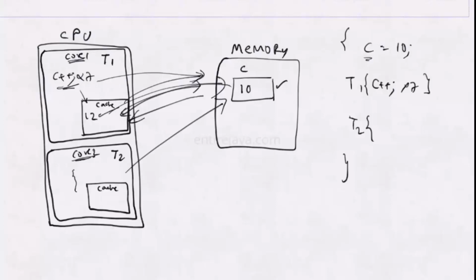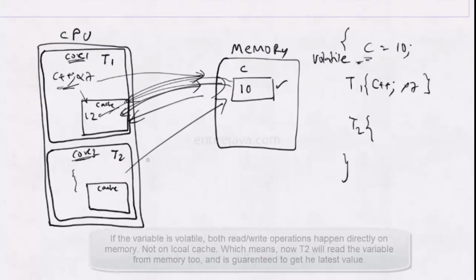So the solution is, if you make this variable volatile, what's going to happen is all the read-write operations will be performed directly on the memory. This variable will not be copied into the local cache. For every increment, the value of that variable would be fetched from the memory and is written back to the memory. And so we always are guaranteed to get the updated value.